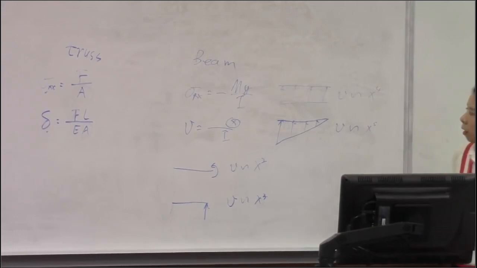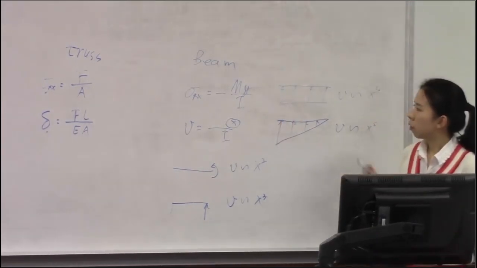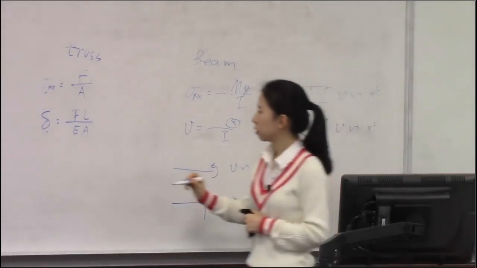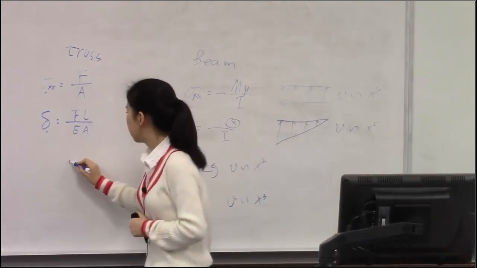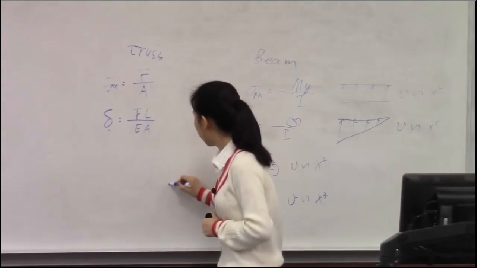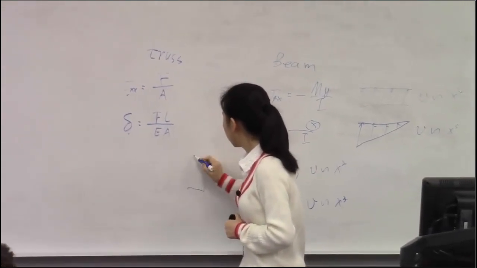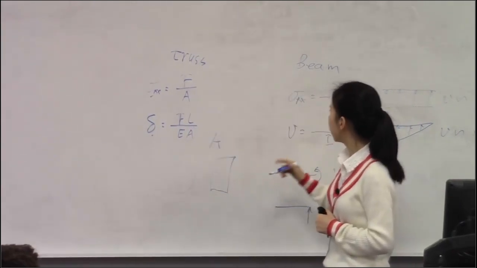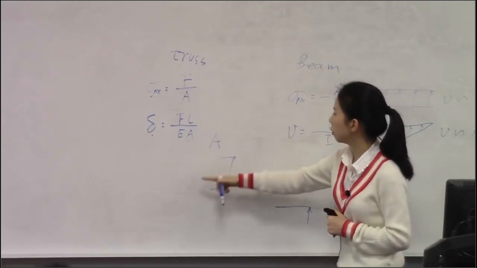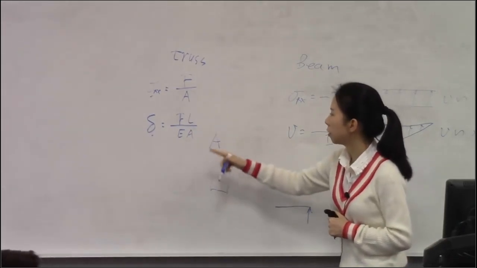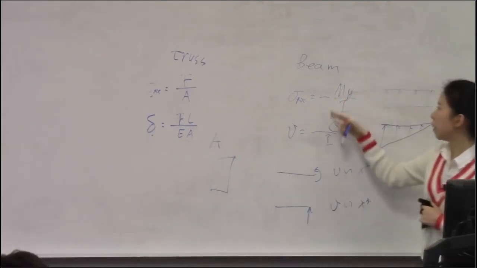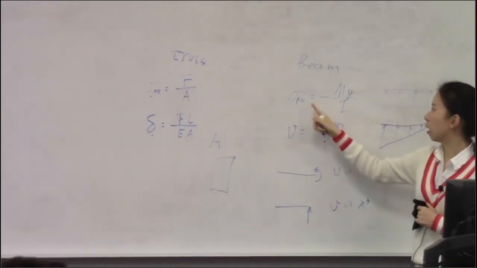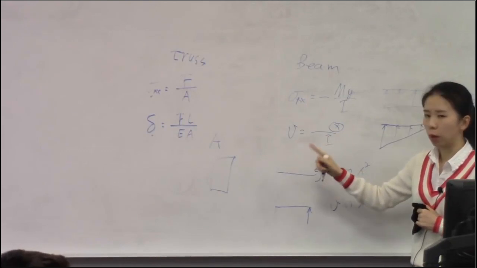So the first problem is the I here. For the beam problem, even if we have the same cross-section area, if the geometry is different, the sigma xx will be different. For example, this shape and this shape. If these two have the same A, for the truss problem the result will be the same. But for the beam problem, these two have the same A but I will be different, so the stress and deflection will have different results.